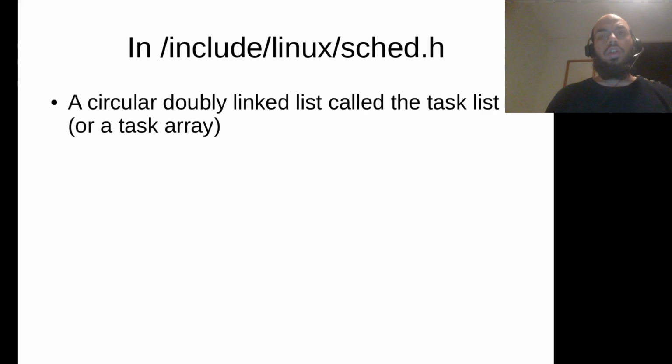So where do we find the task structures? We find them in include/linux/sched.h, and this is where the task structure is. All task structures form together a doubly circular linked list that is called the task list. You might want to remember what a circular doubly linked list is, by either going back to your previous courses or going to its Wikipedia page. But anyway, you have a circular doubly linked list that's called the task list or a task array.